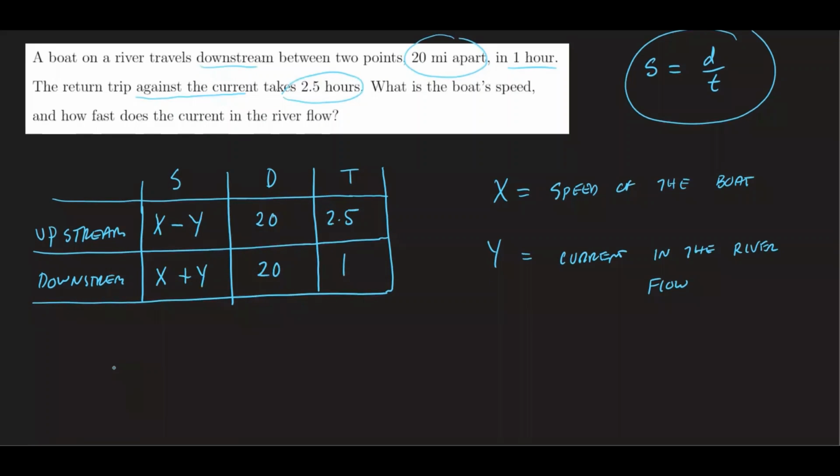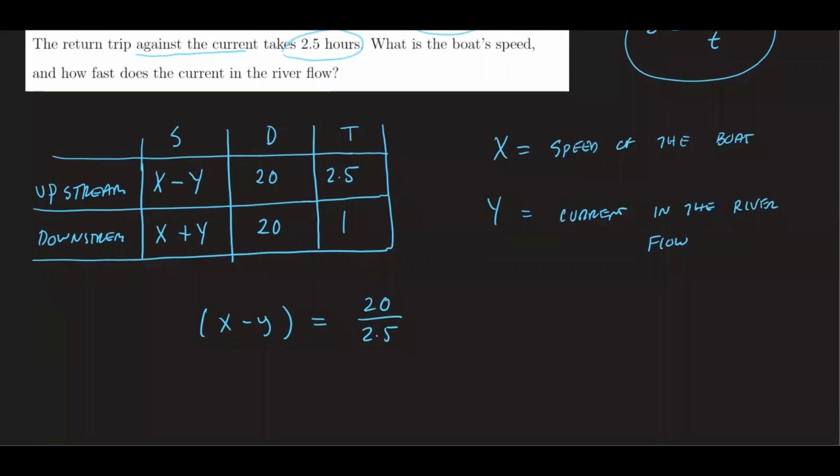So the first equation we're going to create is, speed is equal to distance over time. So we have x minus y is equal to distance, which is 20 over 2.5. And the second equation is for downstream. We have x plus y, that's our speed, is equal to 20 over 1. So that's our system of equations.